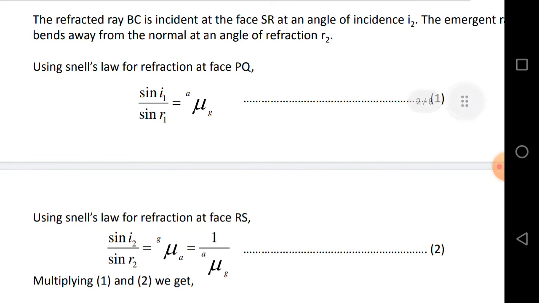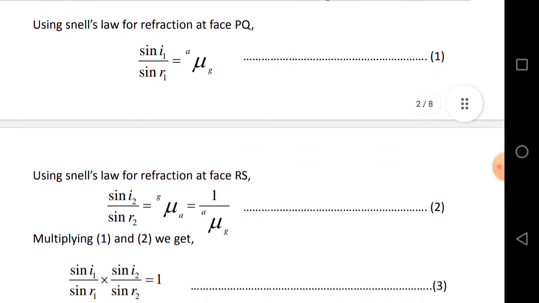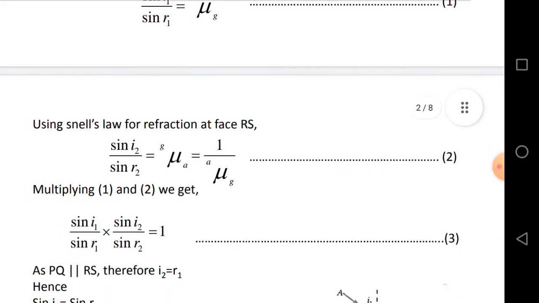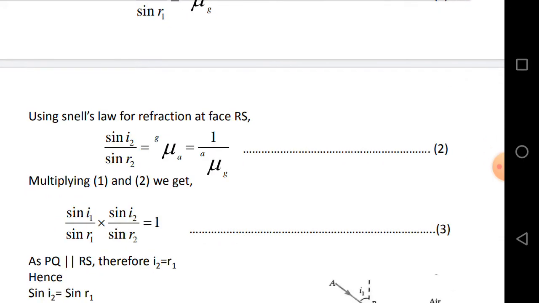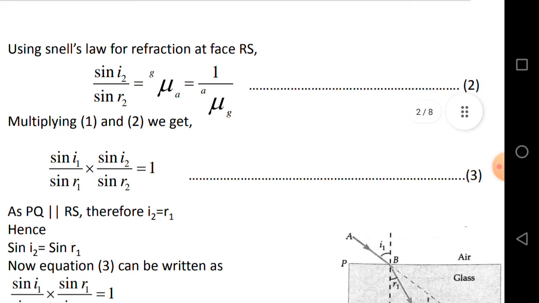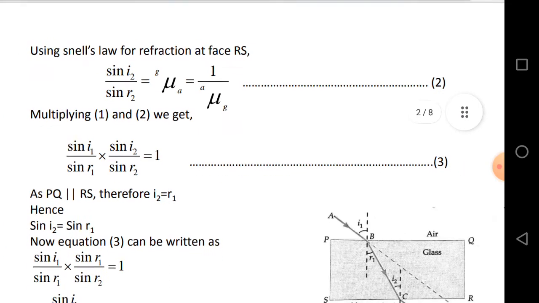Then we put Snell's law at the face RS. We will get sin I2 by sin R2 equal to the relative refractive index of air medium with respect to glass medium, equal to 1 by the relative refractive index of glass medium with respect to air medium. Let's consider this as equation 2. Then multiply equation 1 and equation 2. We will get sin I1 by sin R1 into sin I2 by sin R2 equal to 1.